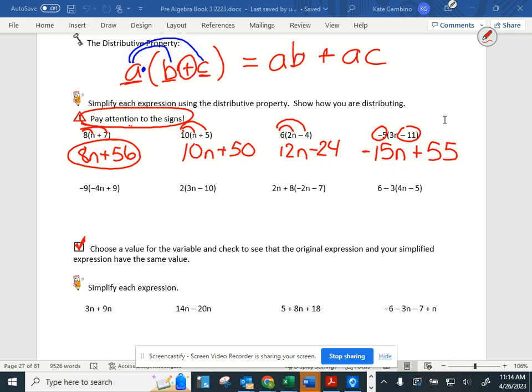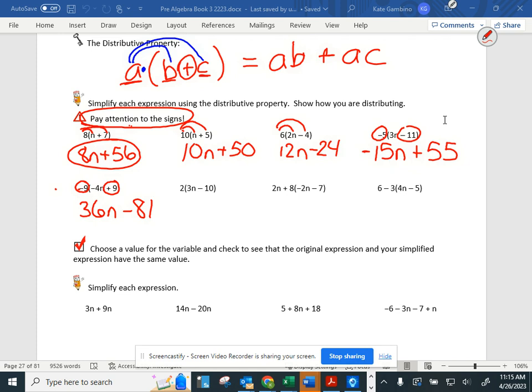Who thinks they can tell me what our simplified expression is for this one? Alexis. 36 and negative 9 times positive 9 is minus 81. Because we have a negative times a positive. So that's a negative. So it would be minus 81.